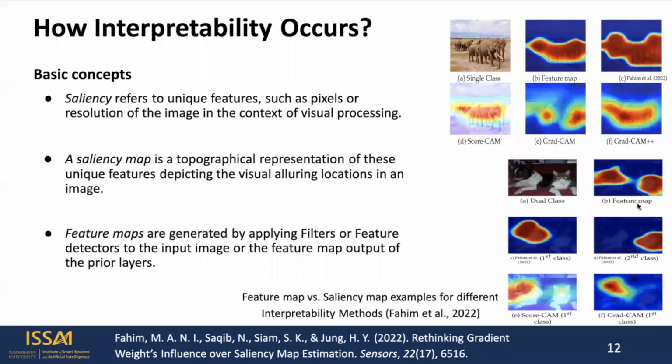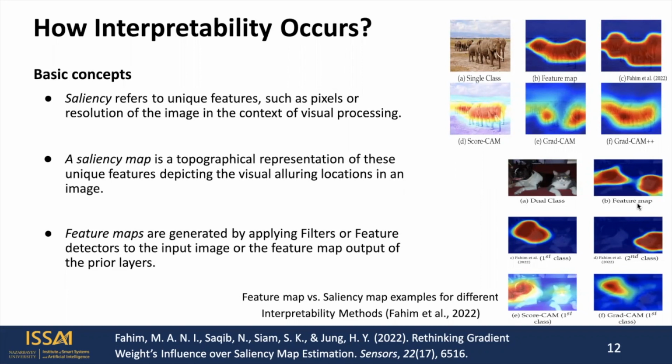How does interpretability occur? We should introduce three basic concepts while we talk about interpretability. One of them is saliency. Saliency refers to unique features such as pixels or resolution of the image in the context of visual processing. Saliency information is further used to create a saliency map. The saliency map is one of the most important concepts because it directly relates to how interpretability occurs. So a saliency map is a topographical representation of these unique features, depicting the visually alluring locations in an image.